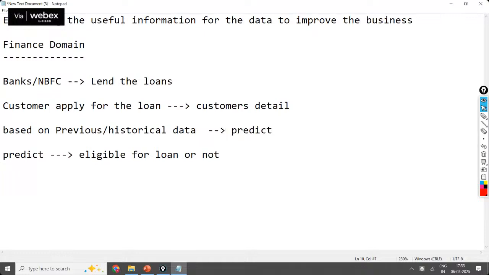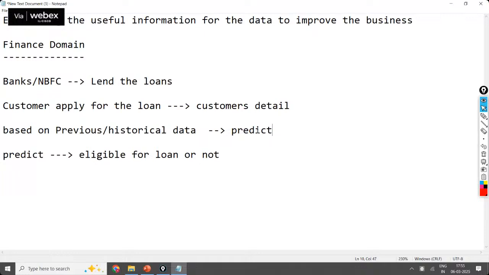So in the past, of similar kinds of people, how many repaid and how many have not repaid? For example, a customer has provided the details. After providing the details, they have wrongly predicted that this customer is going to repay the loan. What happens? The customer will take the loan and will not repay it. Then automatically the bank is going to incur a loss.